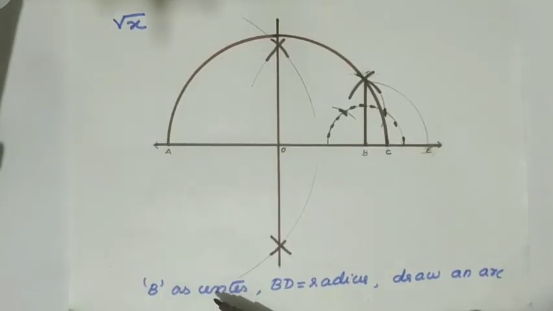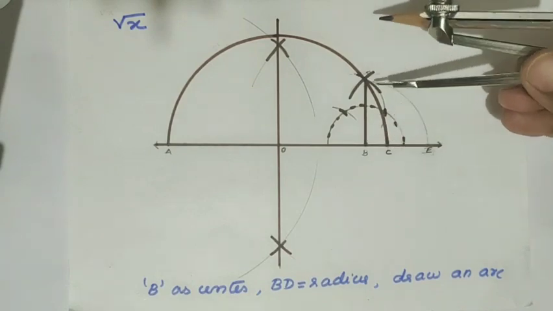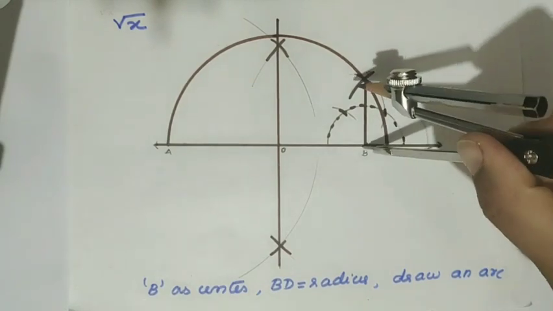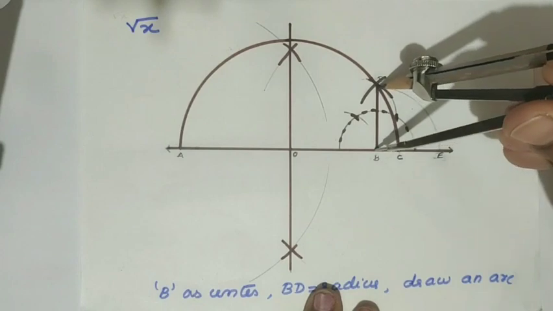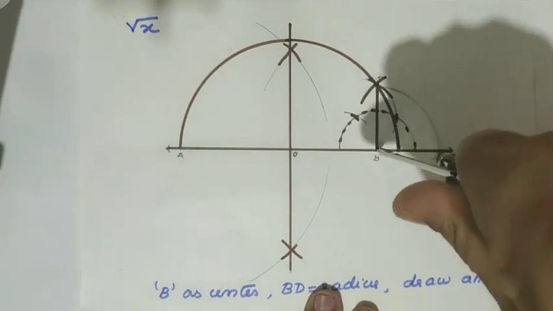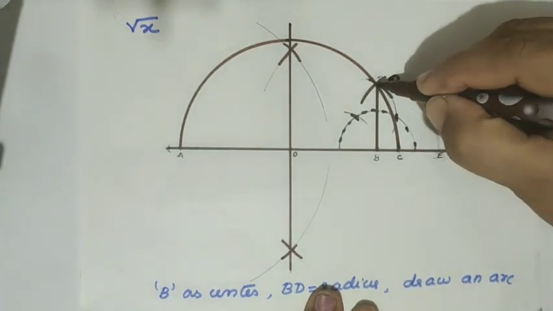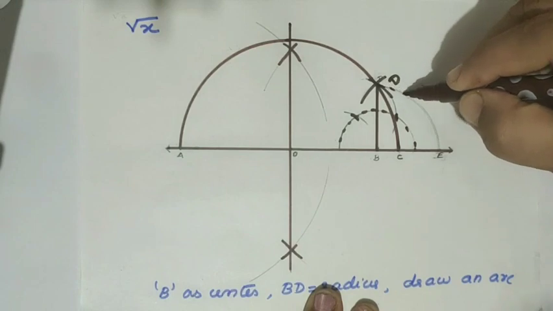Now the last step: B as a center, BD as a radius, draw an arc. How to do that one? B as a center. Already you have constructed BD. B as a center, BD as a length, we have to draw an arc. So BD as the radius. This is the point and your arc is this.